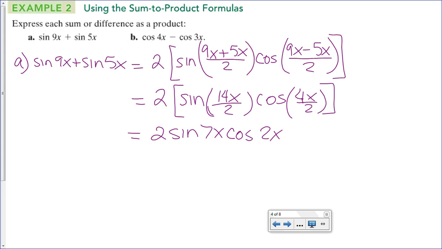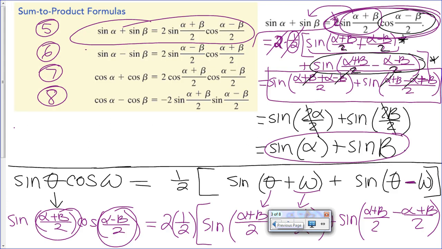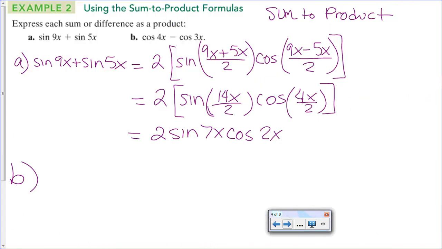For the next problem, you are going to do that one on your own. For that one, which formula would you use from the sum to product? Formula 8. Okay, so we have cosine minus cosine. Yep, that's correct, formula 8. So please work that problem out, and then we will check.